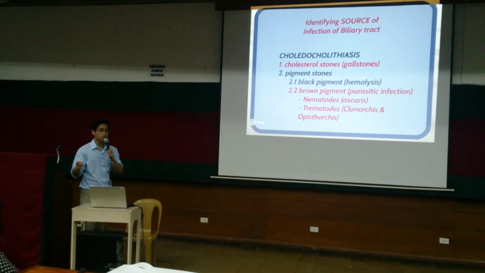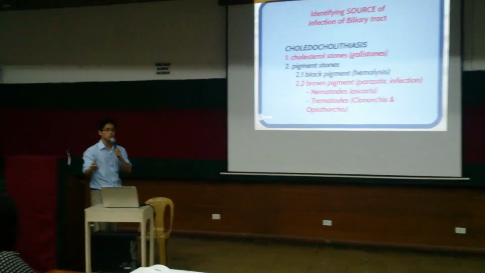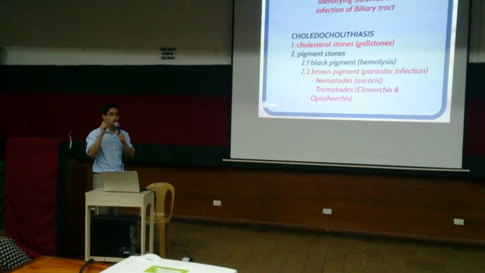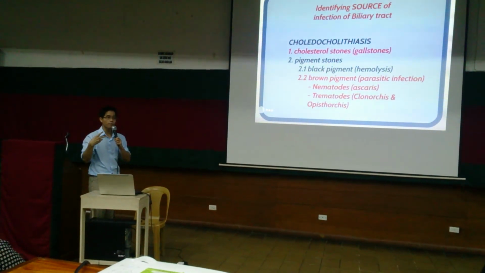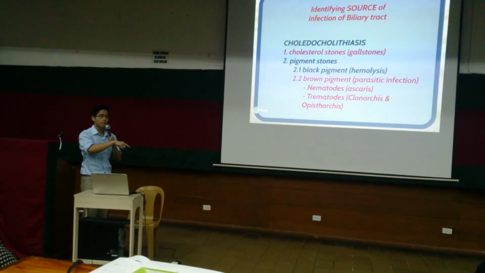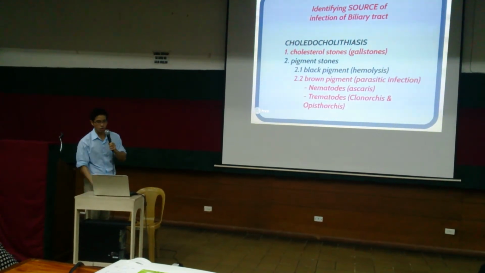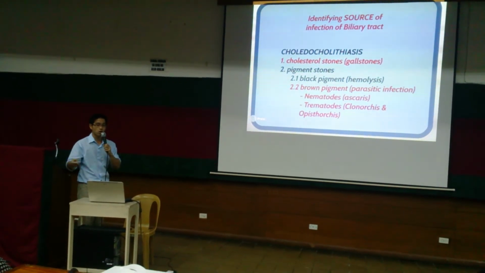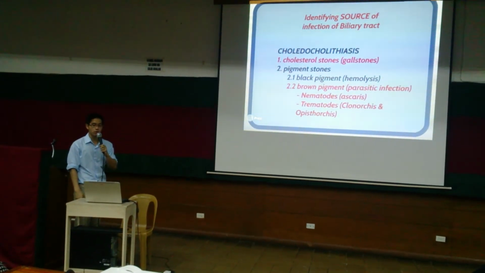So, choledocholithiasis. Shown in the slide are the different kinds of choledocholithiasis. Choledocholithiasis by definition is a stone in the common bile duct. We have cholesterol stones or gallstones, and we have pigment stones. Highlighted in red are the primary considerations in this patient. I consider gallstones because of my primary impression of biliary cholelithiasis, which just descended into the common bile duct. And a brown pigment stone, which is usually caused by biliary parasitic infections, which include nematodes like Ascariasis and trematodes, Clonorchis or Opisthorchis.